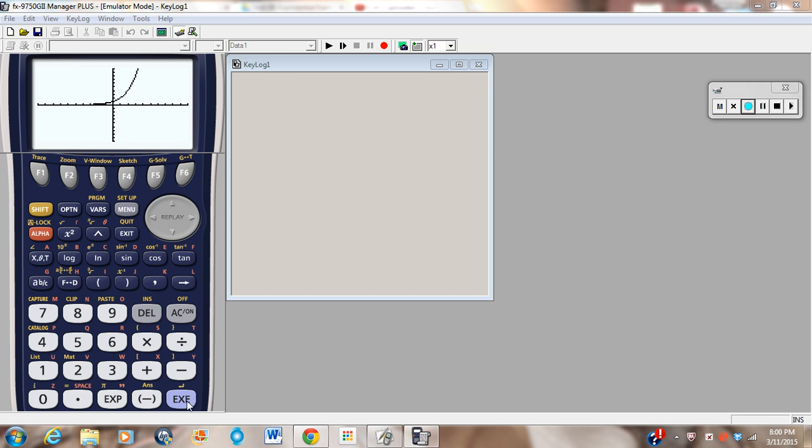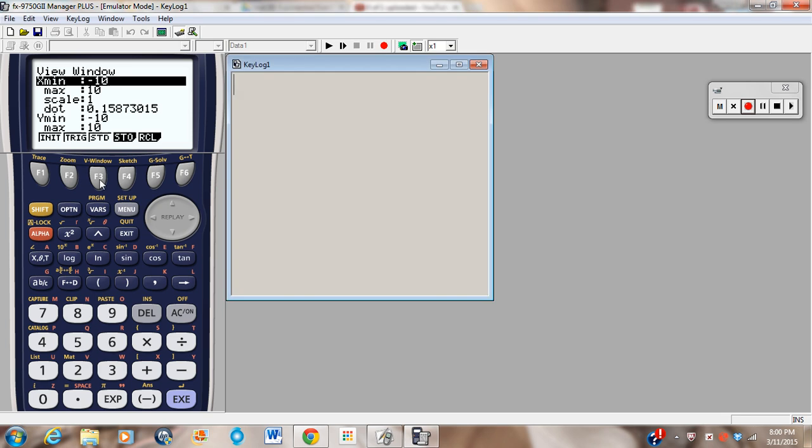And then you're going to hit enter and tell it to graph, and bam, you're going to get the same thing. Again, I'm on a standard window, so if you're curious, negative 10, positive 10, scale of 1, negative 10, positive 10, scale of 1. Just so you know. Okay, so now let's go back to our notes.